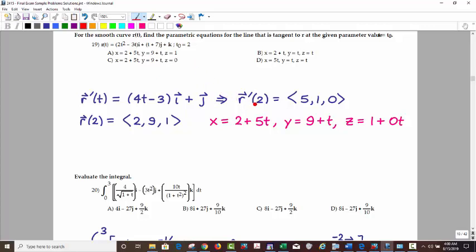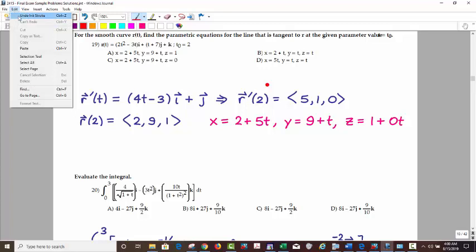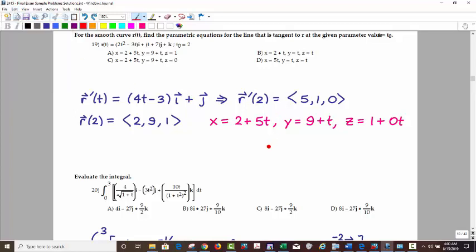So r prime of 2, put 2 in there, 8 minus 3 is 5, that's just a 1. So it's the vector 5, 1, 0. And now, so that 5, 1, 0, those are basically your a, b, and c in the parametric form of the line.